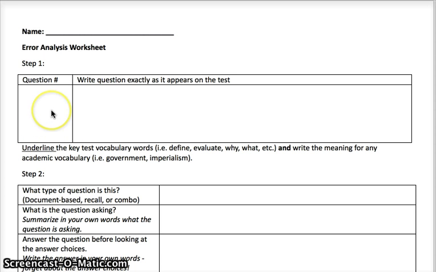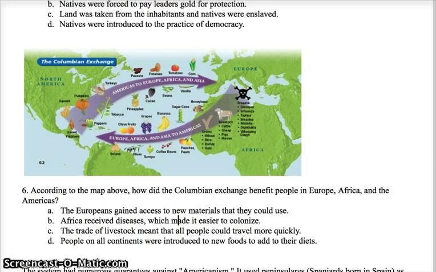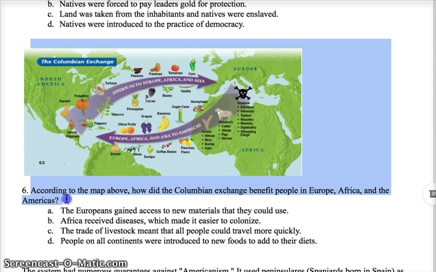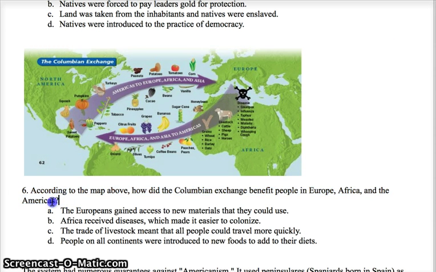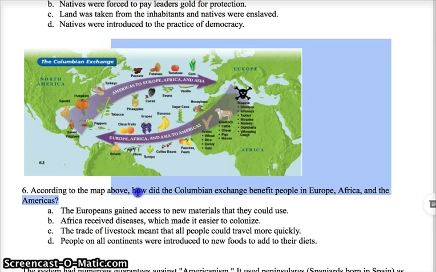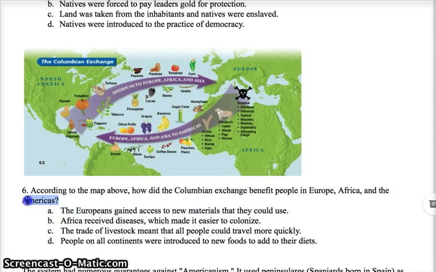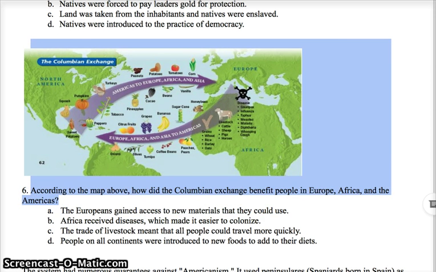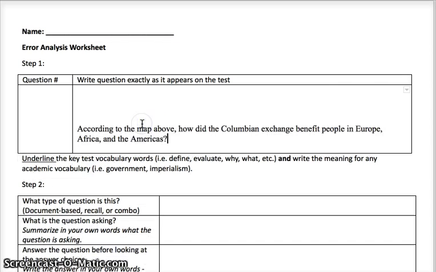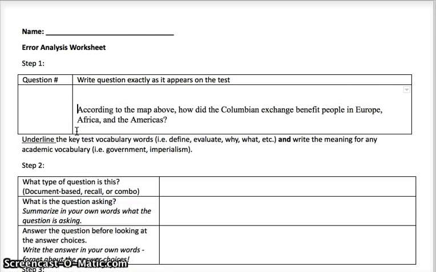So the first thing you're going to do is write down the question number and write down the question exactly as it appeared on the test. So if you look at question number 6, question number 6 says, according to the map above, how did the Columbian Exchange benefit people in Europe, Africa, and the Americas? The first thing that you are going to do is write the question out. So I'm just going to copy and paste, and you can go ahead and write the question exactly as it appeared on the test. And you'll write your question number down as well.